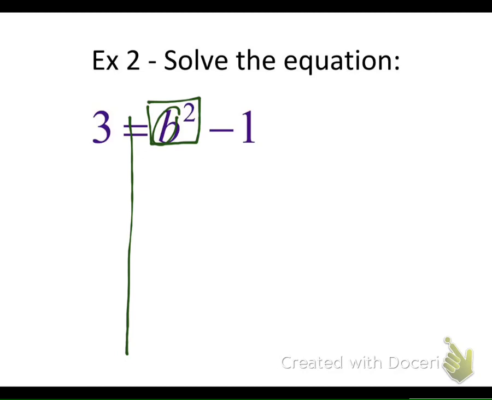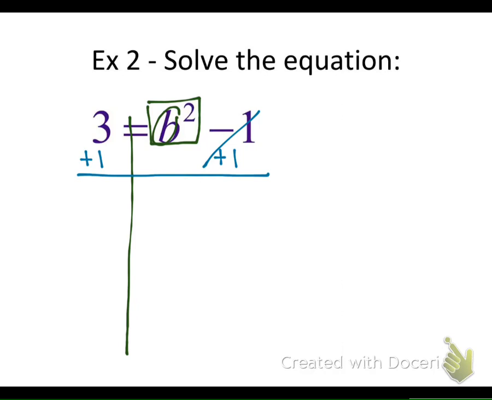Look, so this is my line that separates my sides, right? I want to get this box by itself. So what do I have to get rid of? The 1. Yeah, so I have a minus 1. What's the inverse operation for minus 1? Plus 1. So whatever I do to one side, I must do to the other. Okay, so then we look on this side. Jalen, what do I do on my left side of my line of equality here?